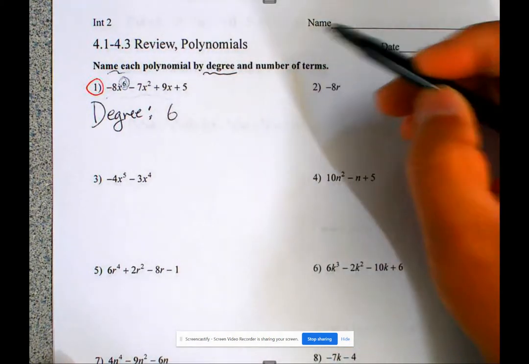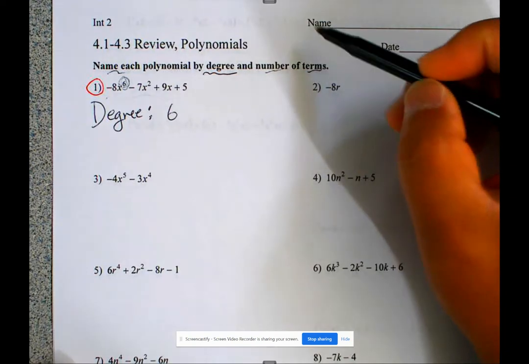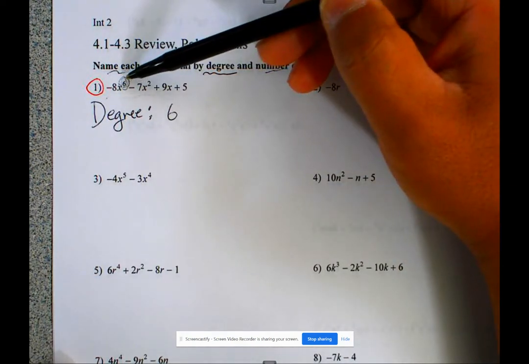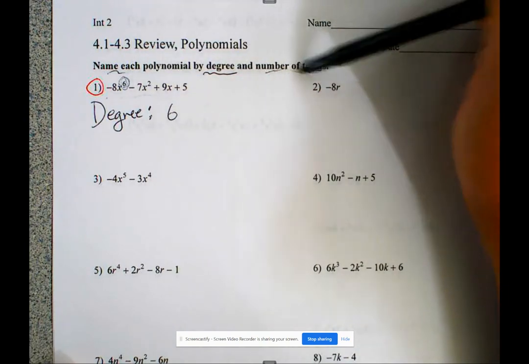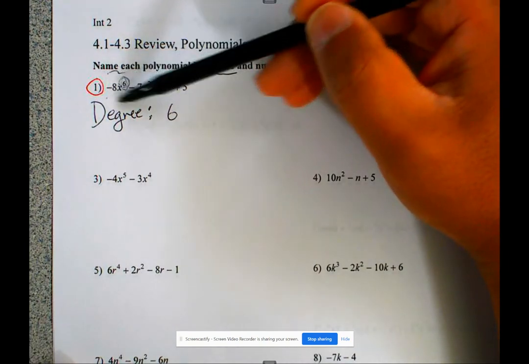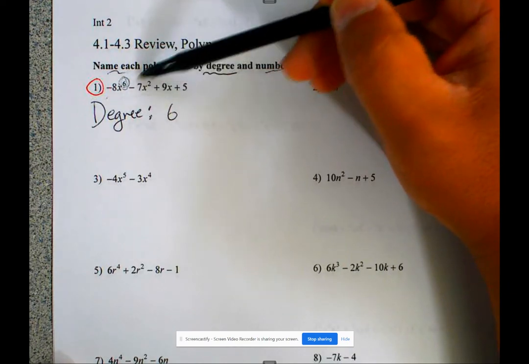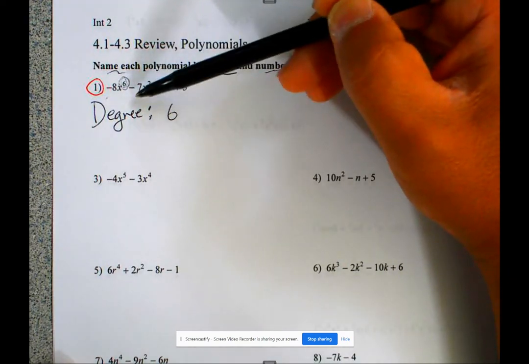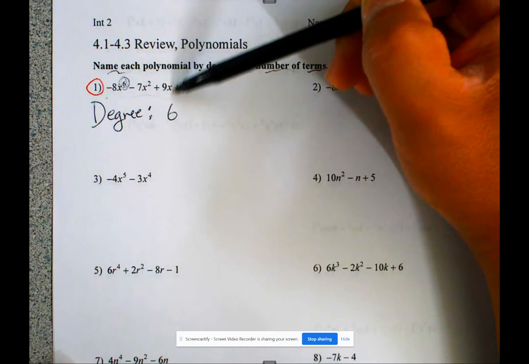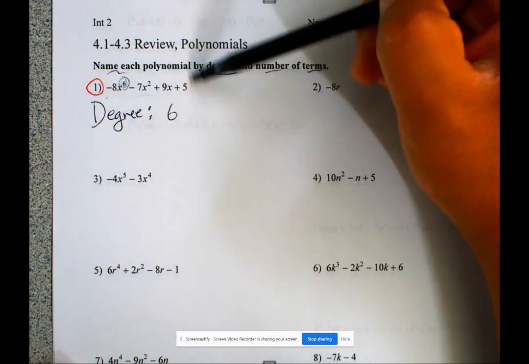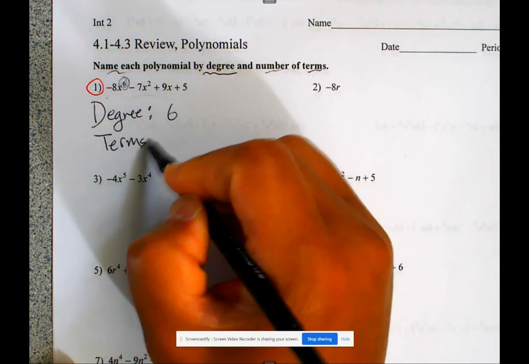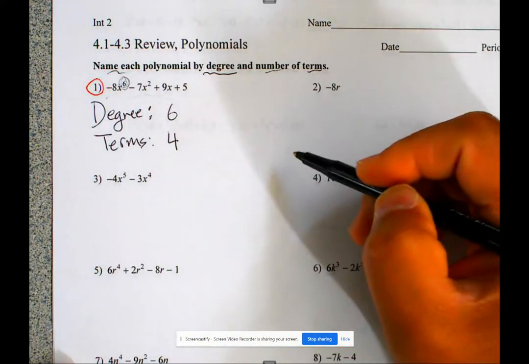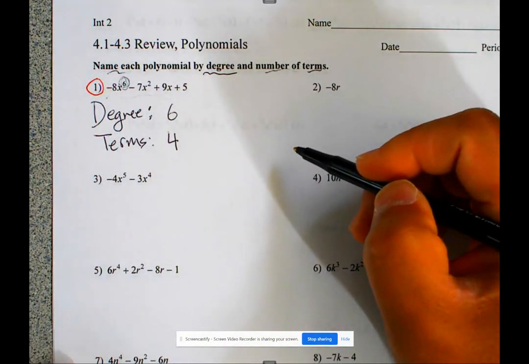All right, next part is number of terms. The number of terms are separated by addition and subtraction. So let's try to figure out number of terms. In this case, we have 1 term here and separated by subtraction. So this is your 2nd term there. And separated by addition, so there's your 3rd term. And separated by addition, so this is your 4th one. So terms, we have 4 terms.